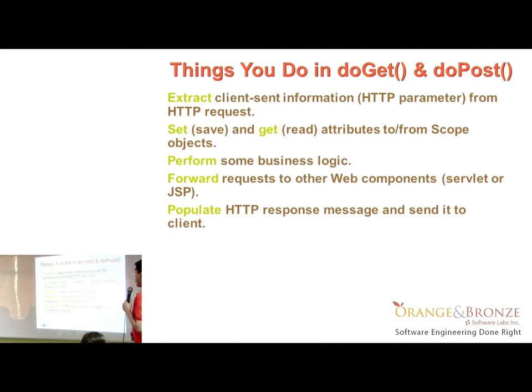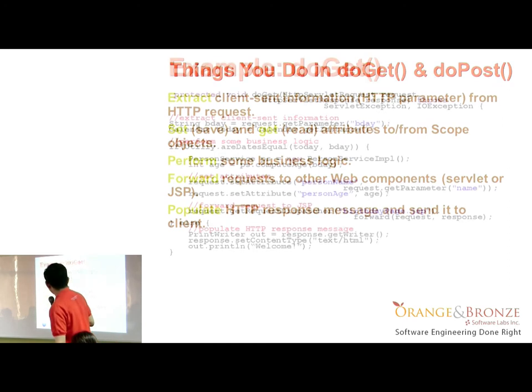So what sort of things do you do in doGet and doPost? You can extract information from the request. You can set and get attributes from scope objects. We'll be talking about what scope objects are later on. You can perform some business logic. You can also forward to other servlets or JSPs, and then populate HTTP response messages and send them to the client. So we've got samples of that, but first let's see.